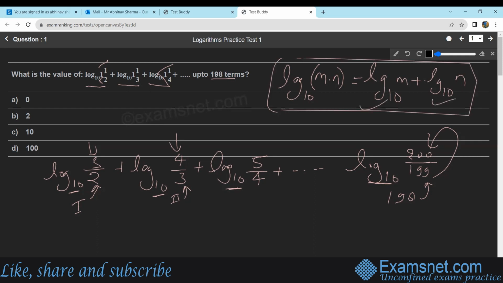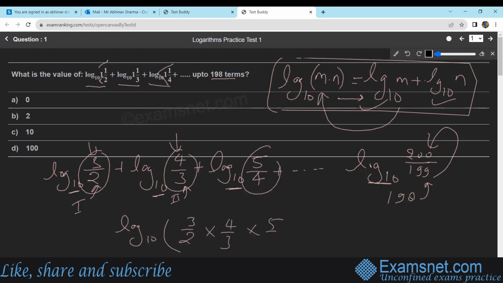As the product term can be expanded into plus terms, in a similar way the separated plus terms can be joined back as the product term. So that's what we're going to do. We're going to join back these separated terms. If you join them back, there will be a single log base 10 now, and all these fractions will get multiplied with each other. So we get 3 by 2 as the first one, multiplied by 4 by 3, multiplied by 5 by 4, and this will continue, and the second last term would be 199 by 198, and obviously the last term would be 200 by 199. This is how it will be.